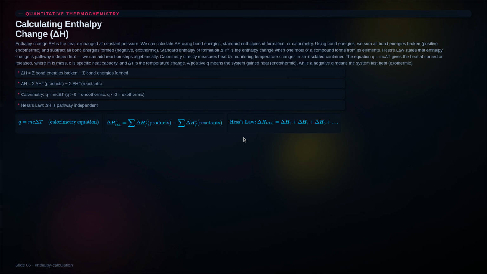Standard enthalpy of formation, delta H f naught, is the enthalpy change when 1 mole of a compound forms from its elements. Hess's law states that enthalpy change is pathway independent. We can add reaction steps algebraically. Calorimetry directly measures heat by monitoring temperature changes in an insulated container. The equation Q equals mc delta T gives the heat absorbed or released. A positive Q means the system gained heat, endothermic, while a negative Q means the system lost heat, exothermic.